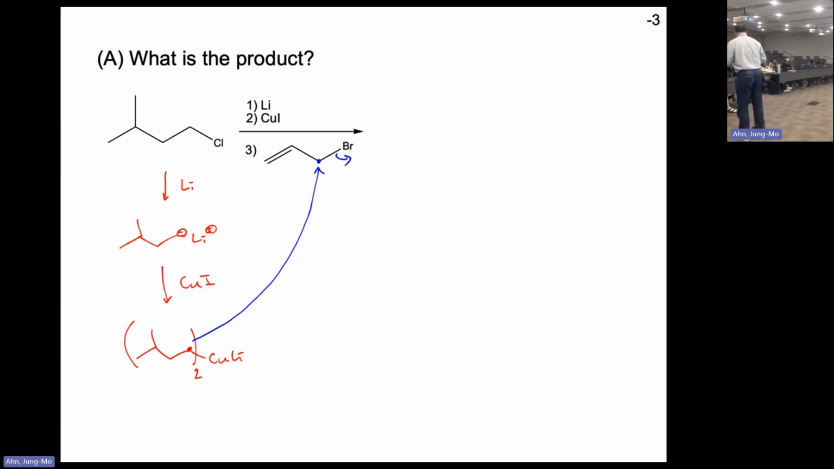The carbon bound with the copper, that's the one that bonds with the carbon bearing the halogen. So those two are going to come together. So this is that part, that side, this one, just put it together. Simple. Sounds very magical, and it is magical. This reaction does work well.